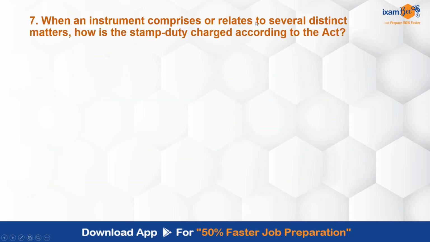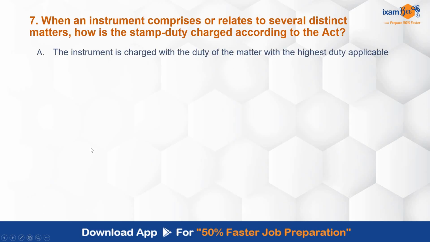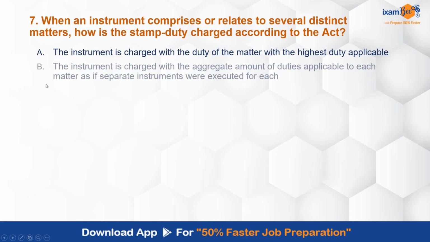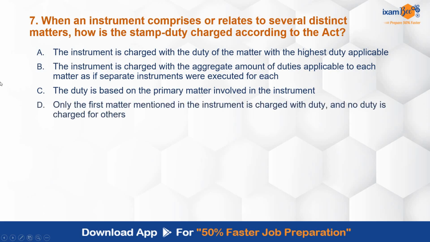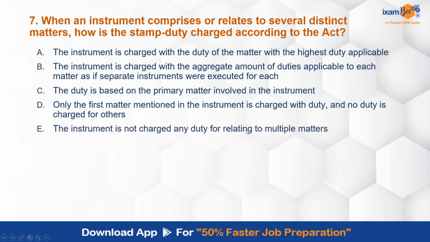When an instrument comprises or relates to several distinct matters, how is the stamp duty charged according to the Act? Instrument is charged with the duty of the matter with the highest duty applicable. Instrument is charged with the aggregate amount of duties applicable to each matter as if separate instruments were executed for each. Duty is based on the primary matter involved in the instrument. Only the first matter mentioned in the instrument is charged with duty, and no duty is charged for others. Instrument is not charged any duty for relating to multiple matters.